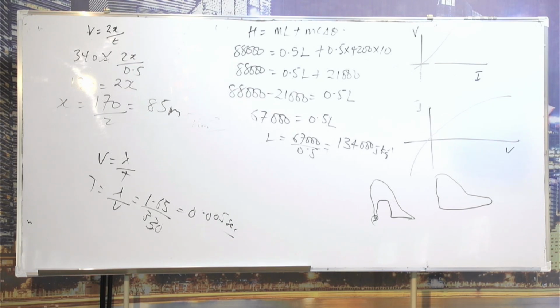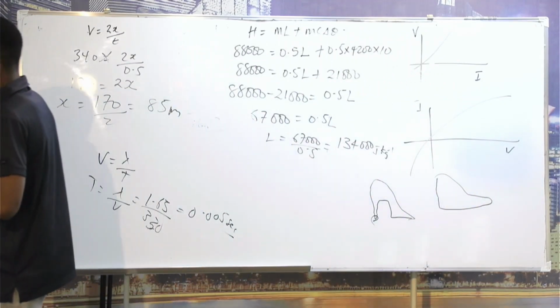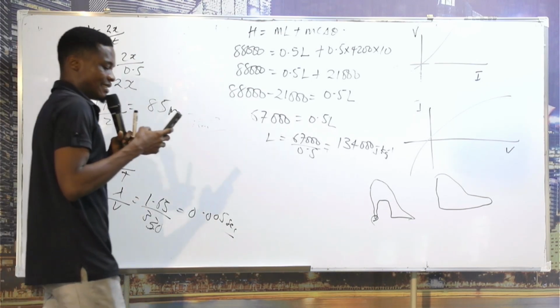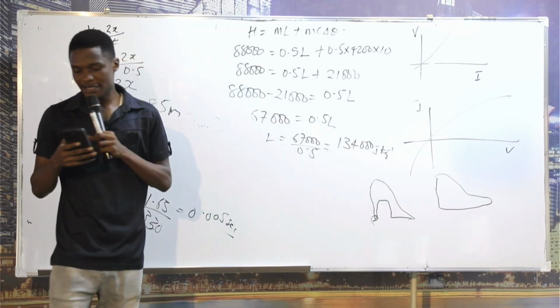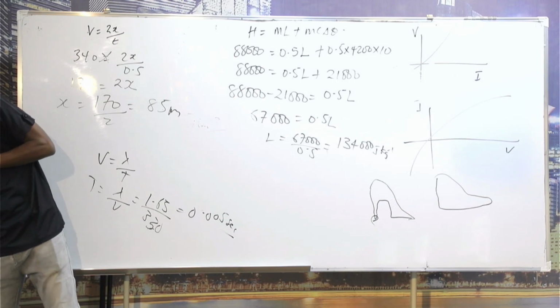Which of the following is not a vector quantity? Momentum, force, temperature, displacement. Temperature, yes. Calculate the heat energy required to vaporize 50 grams of water initially at 80. If the specific heat capacity of water is this, and the specific latent heat is that.